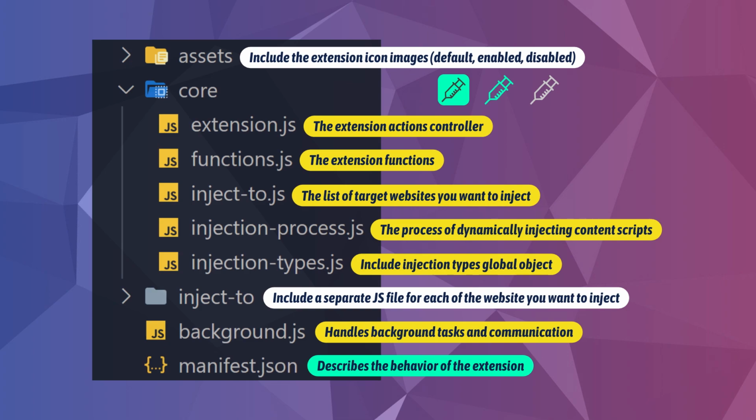We have three folders. Assets folder. This folder contains all of the extension's icons. Core folder. Here you'll find all the files related to the extension's behavior and logic. Inject-2 folder. This folder is where you can place all the custom scripts you want to inject. And we have 7 files, each of which has an explanation that you can read.